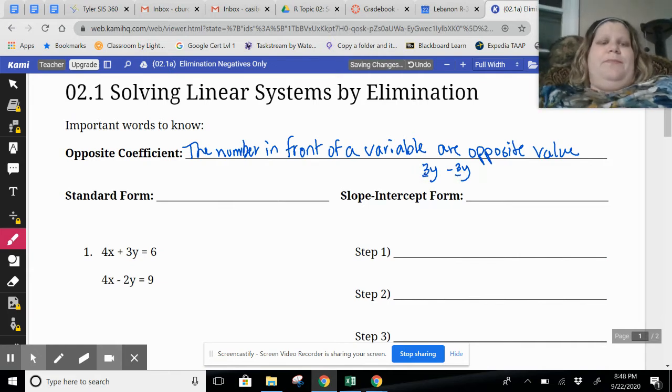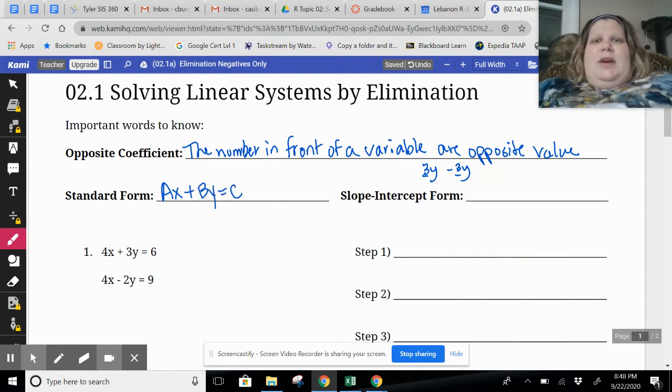Okay, standard form. That's going to be ax plus by equals c. Okay, that's where a, b, and c are numbers. So that just means a number in front of x, a number in front of y equals a number. Slope-intercept form, well, that's what we've been doing. Y equals mx plus b.